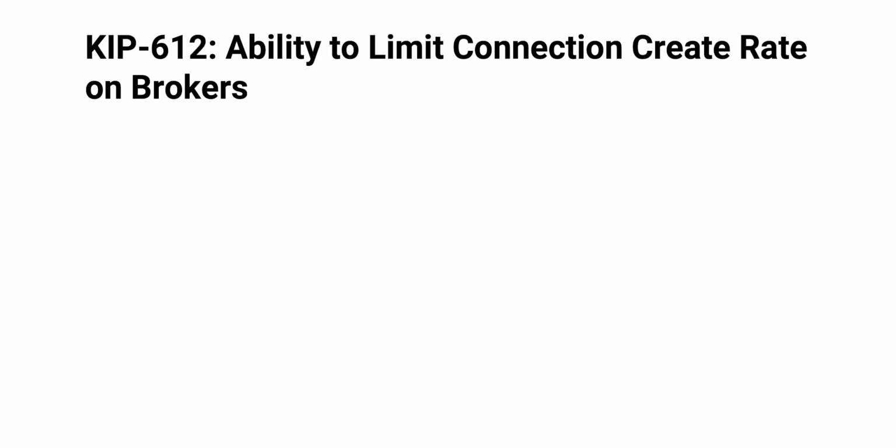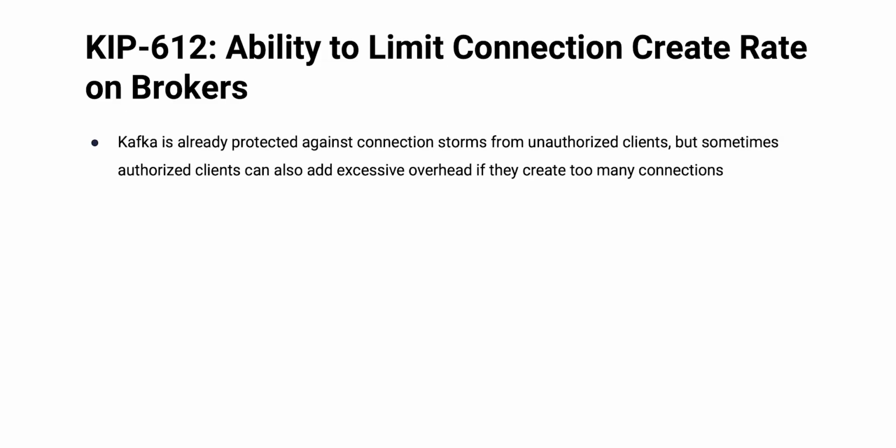But what about authenticated clients? Now, we trust them a little more, but like Baron Harkonnen broke the imperial conditioning of Dr. Yueh, sometimes they go south, or sometimes they can get confused and just accidentally do the wrong thing. So this KIP has to do with throttling those authenticated clients and potential connection storms from them.